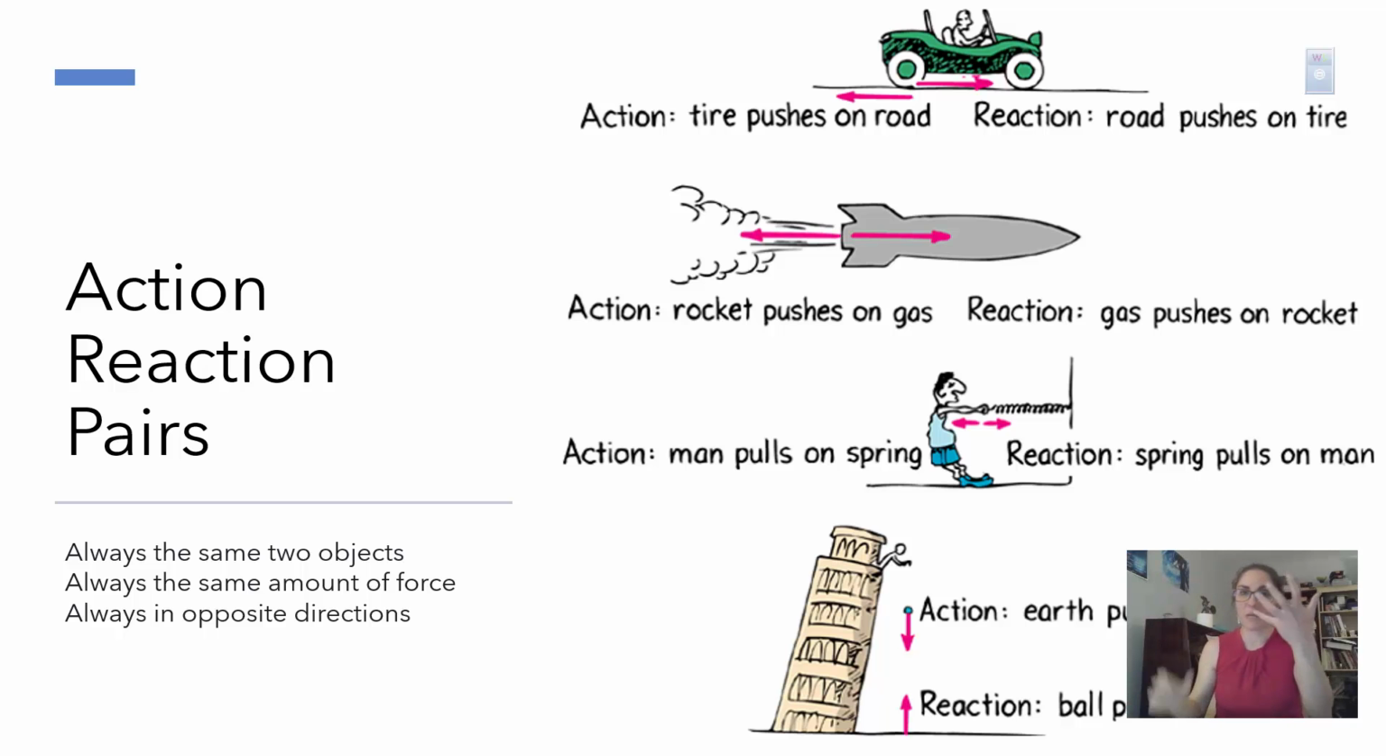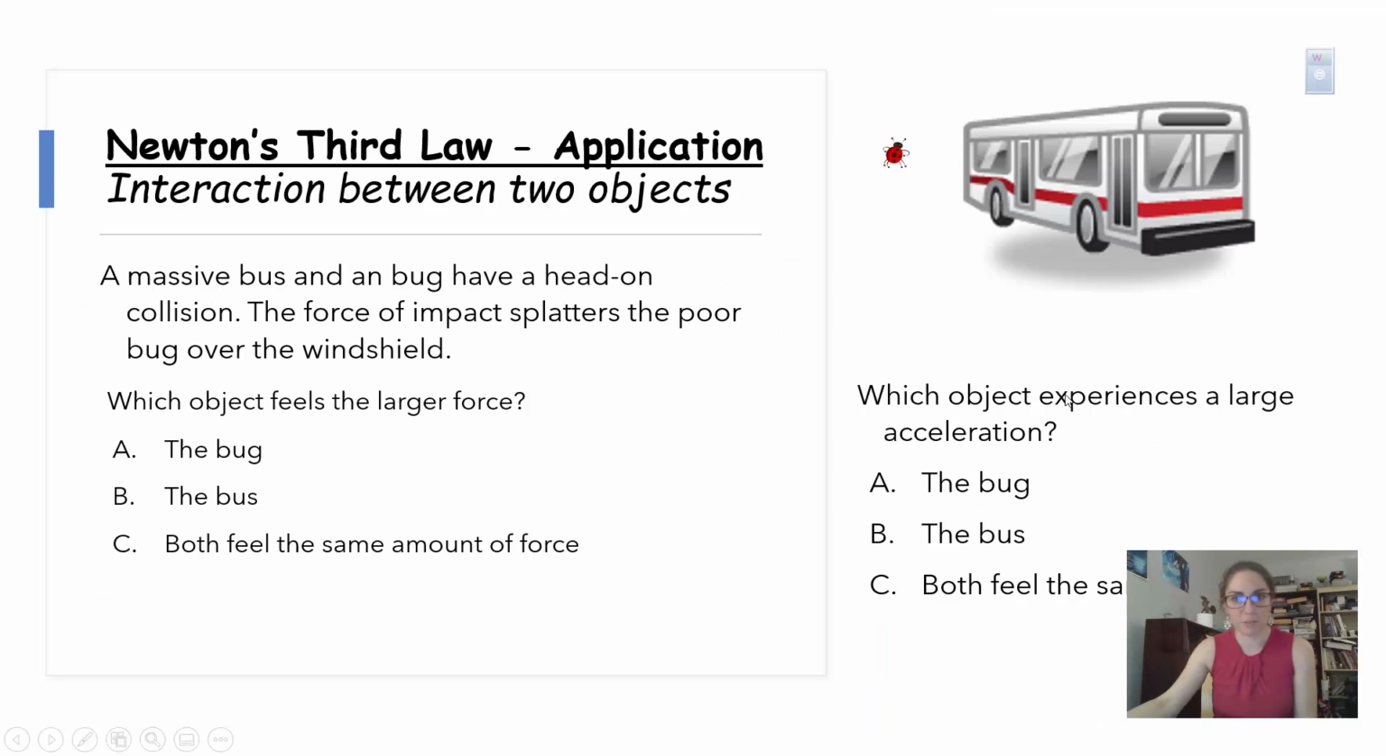Imagine the air inside the balloon pushes on the wall, pushing the balloon this way, and the air leaves that way. Pretty cool stuff. Man pulls on spring, spring pulls on man, earth pulls on ball, ball pulls on earth. Notice the formula. Two objects, same force, opposite direction. Look at the arrows in all the cases. These are action-reaction pairs.